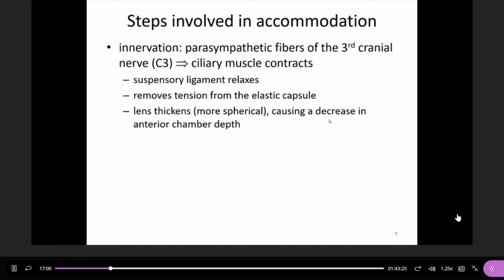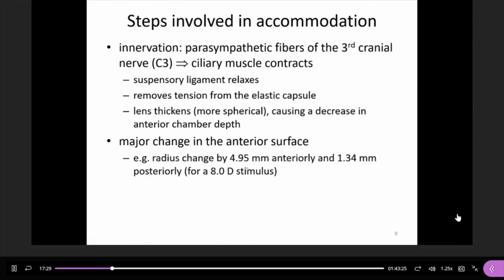So when the lens thickness increases, in the posterior chamber we have the gel, and the gel is like jelly, it is non-compressible, and that's why whenever the lens becomes thicker, there will be a corresponding reduction in the anterior chamber depth. And we can see that the major change happens in the anterior surface, rather than the posterior surface.